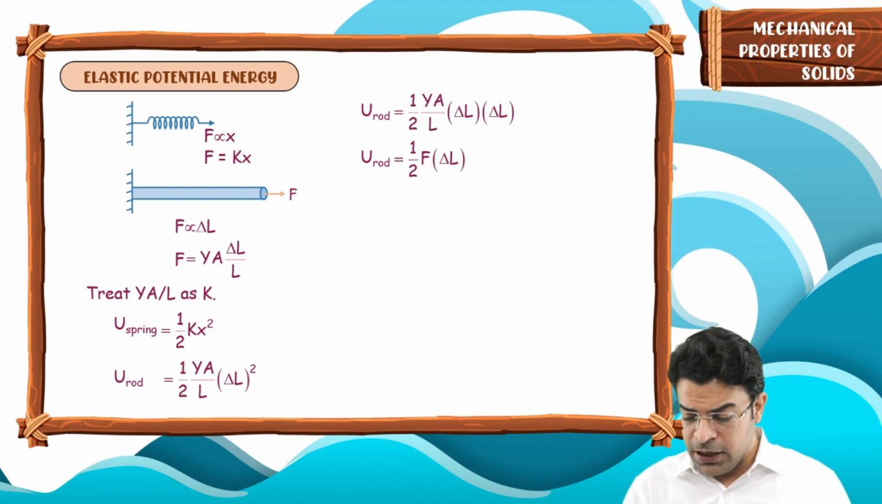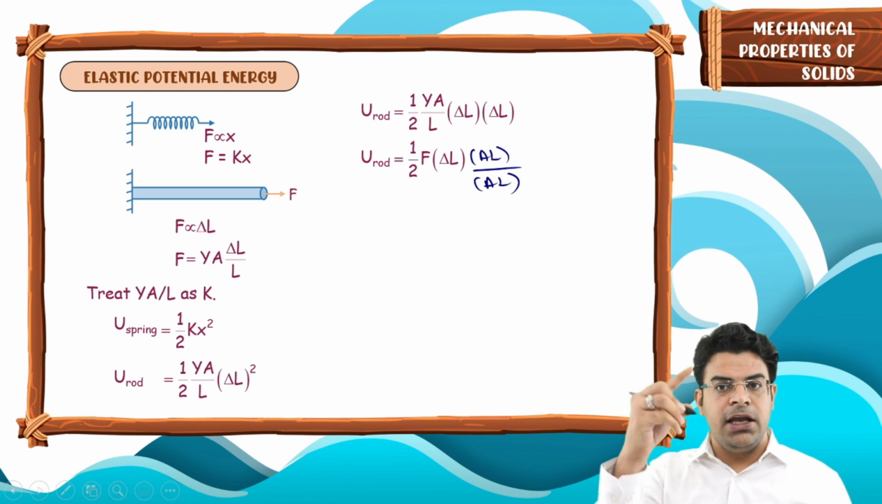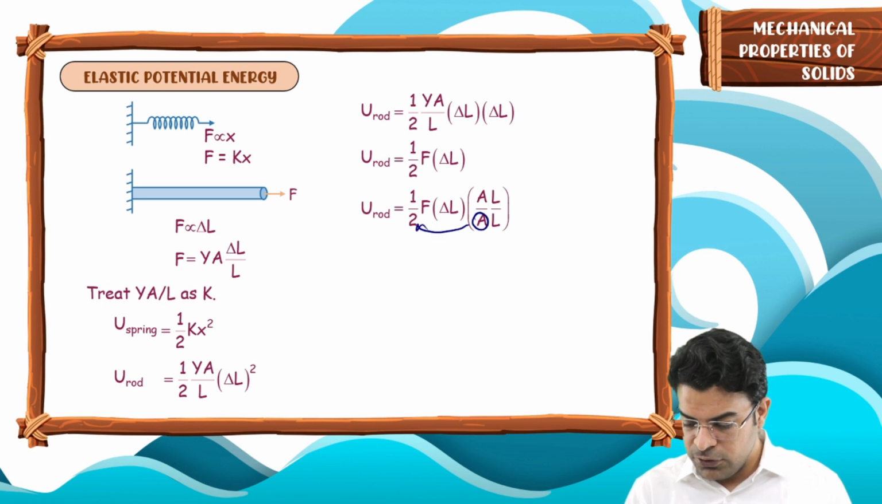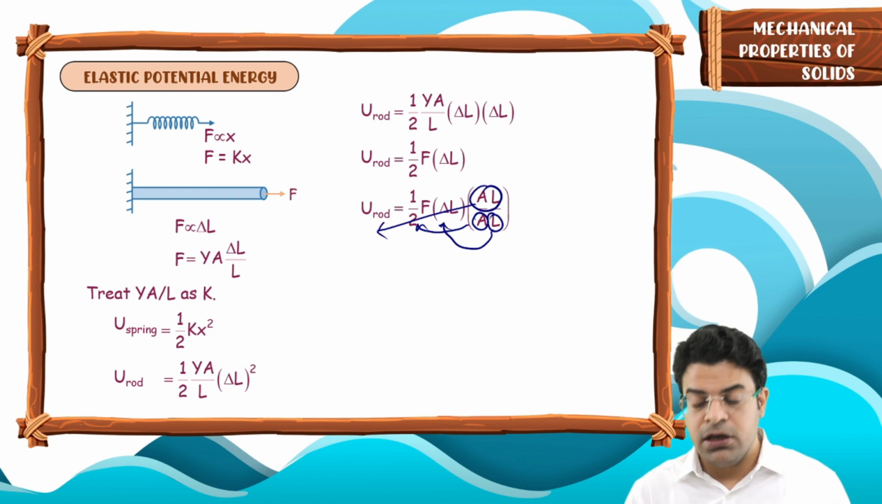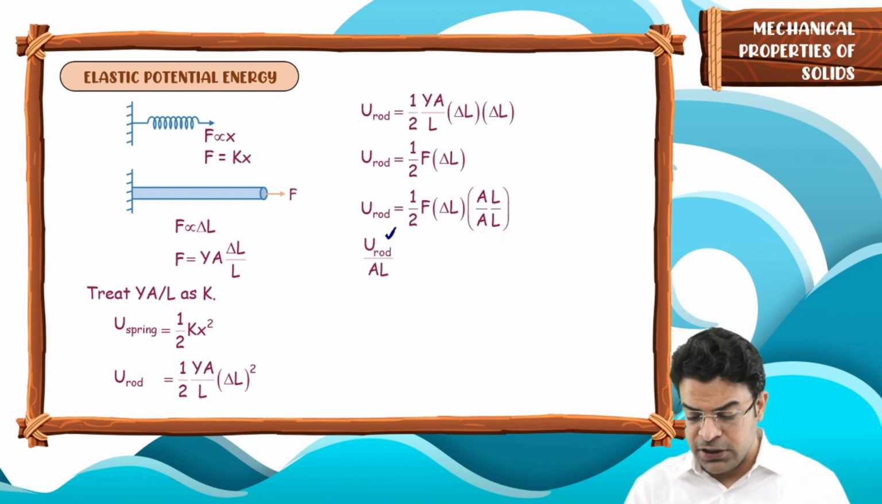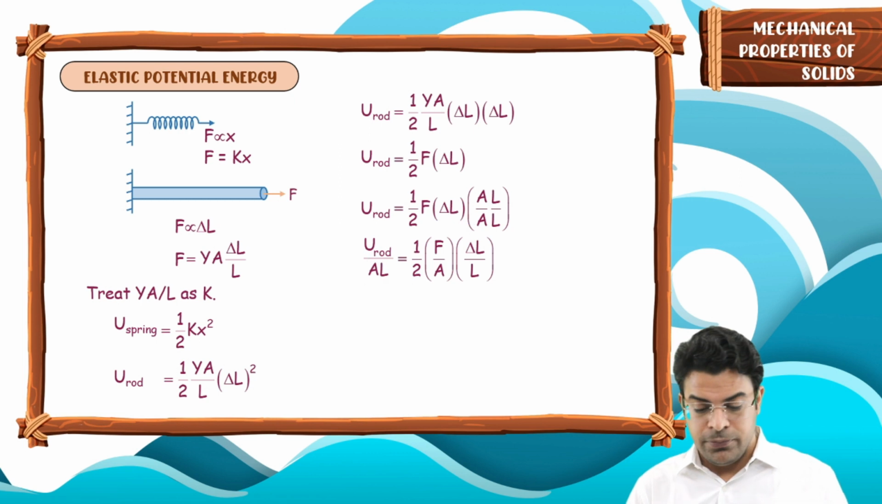Now, beta, multiply and divide with the volume of this rod, cross-sectional area into length. When you multiply and divide, you can move this A under the force, this L under the delta L, and this whole AL under the elastic potential energy of the rod. So you will write the elastic potential energy of rod per unit volume, divided by AL, equals half into F by A into delta L by L.